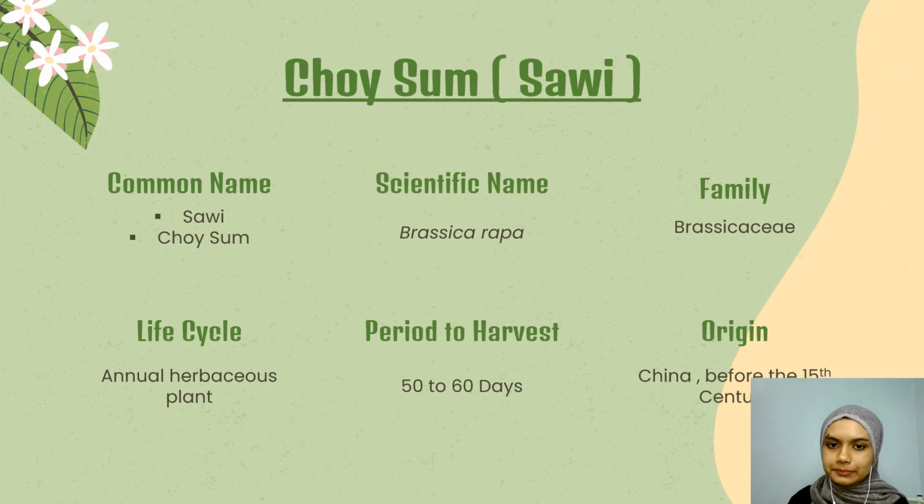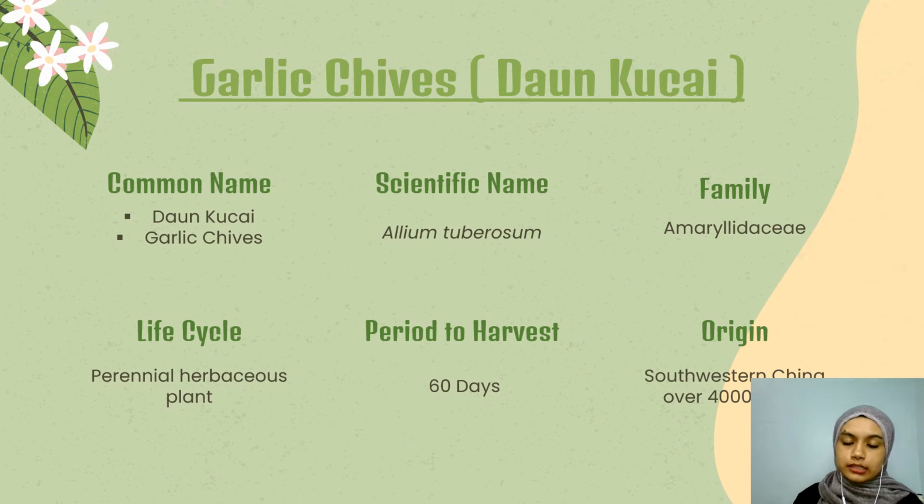Firstly, choy sum. The common name is choy sum or sawi. The scientific name is Brassica rapa and the family name is Brassicaceae. The life cycle is annual herbaceous and the period to harvest is around 50 to 60 days, and the origin is from China.